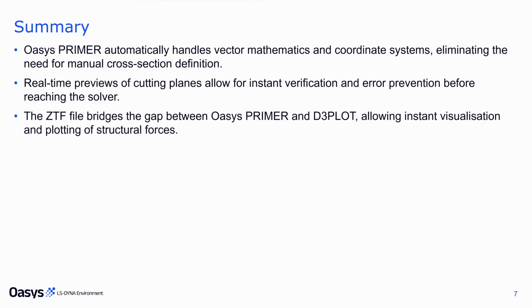To summarize, first, Oasys PRIMER eliminates the geometric headache of defining LS-DYNA cross-sections by handling the vector maths for you. Second, visual previews provide total confidence in your model definition, preventing errors before they happen. And finally, the ZTF file effortlessly passes your data into D3PLOT, allowing you to visualize and plot structural forces instantly.